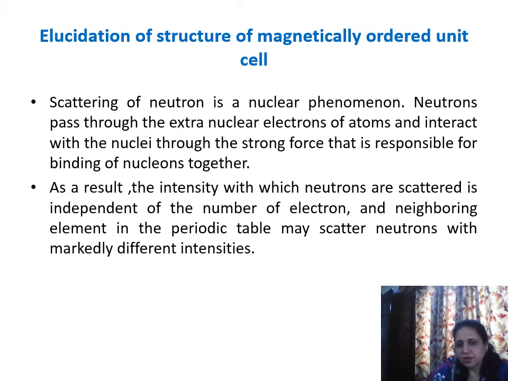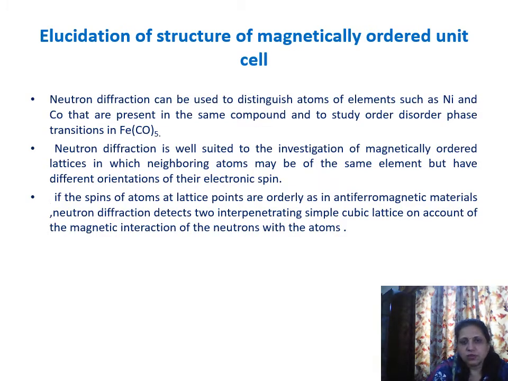markedly different intensity. Neutron diffraction can be used to distinguish atoms of elements such as nickel and Co that are present in the same compound, and to study order-disorder phase transition in iron carbonyl. Neutron diffraction is well suited to the investigation of magnetically ordered lattices in which neighboring atoms may be of the same element but have different orientation of their electronic spin.